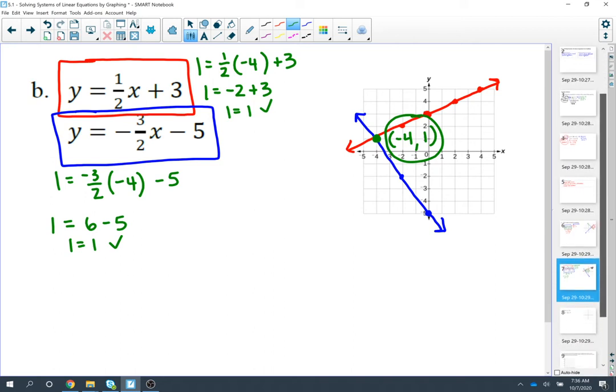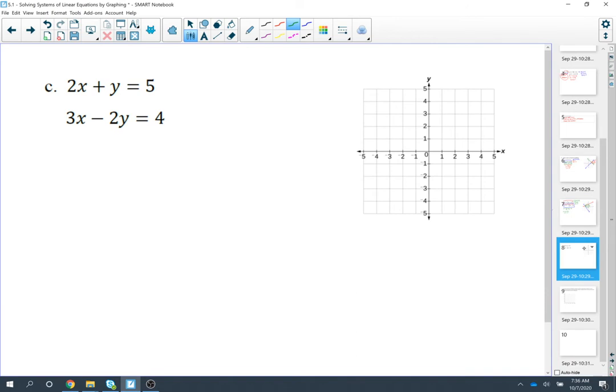Letter C, 2x plus y equals 5, and 3x minus 2y equals 4. Now, these are not in slope-intercept form. These are actually in standard form. So we could, for example, on the first one, subtract 2x and then graph it. But what I'm going to do here is graph this by finding the intercepts.